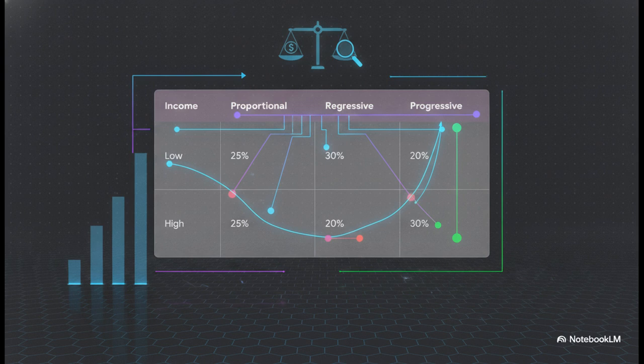System architects can structure this in 3 ways. In a proportional tax, everyone pays the exact same percentage, let's say 25%, regardless of their income. In a regressive tax, high-income earners actually pay a smaller fraction of their income than low-income earners. And in a progressive tax, high-income taxpayers pay a much larger fraction of their income. The U.S. leans heavily into a progressive structure for income taxes, but deciding exactly how steep that progression should be, that is a constant, ongoing debate among policymakers.